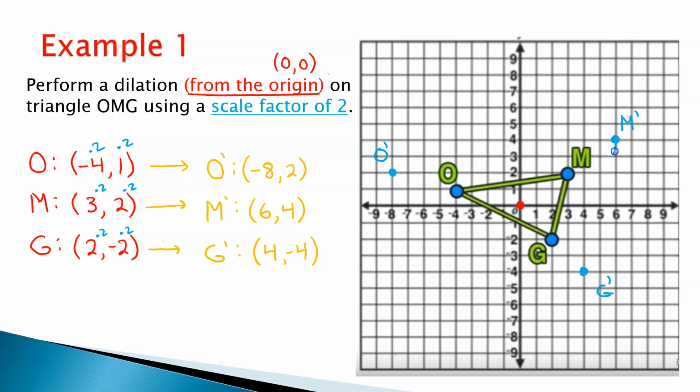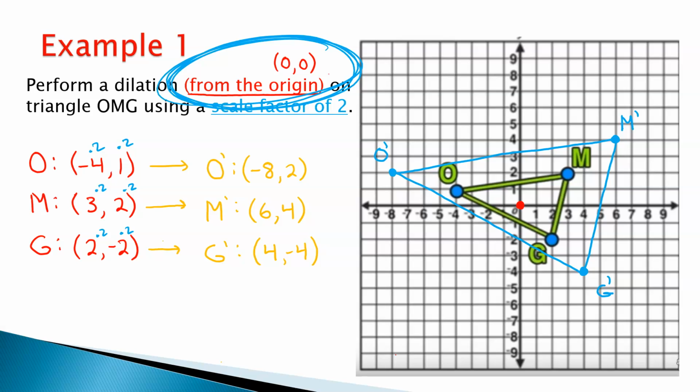Okay, obviously don't forget to connect. See if I can connect my triangle as straight as possible, right? This might be a little bit challenging on our Chromebooks, but we got it. So there we have it. That is how you perform a dilation when you're dilating from the origin, when you're dilating from the center of your graph.